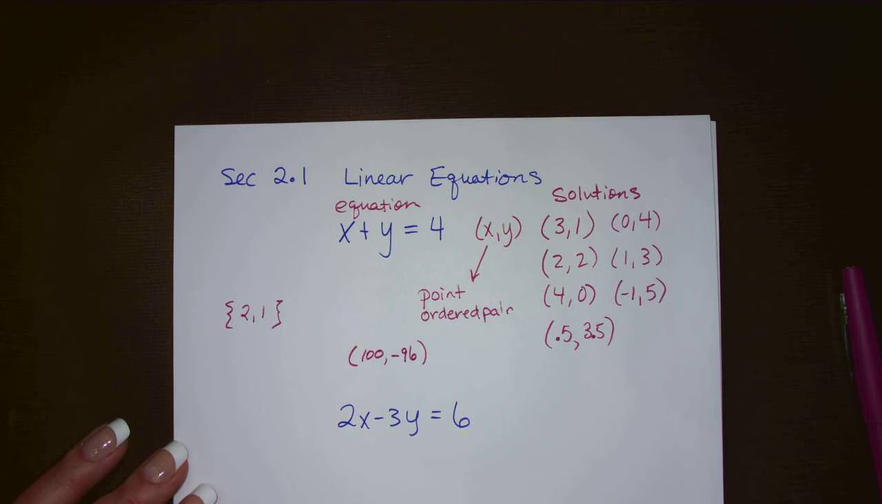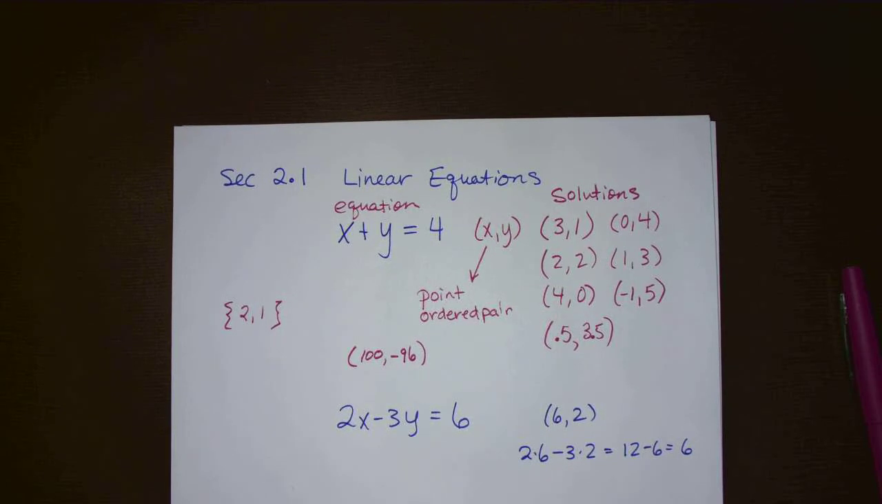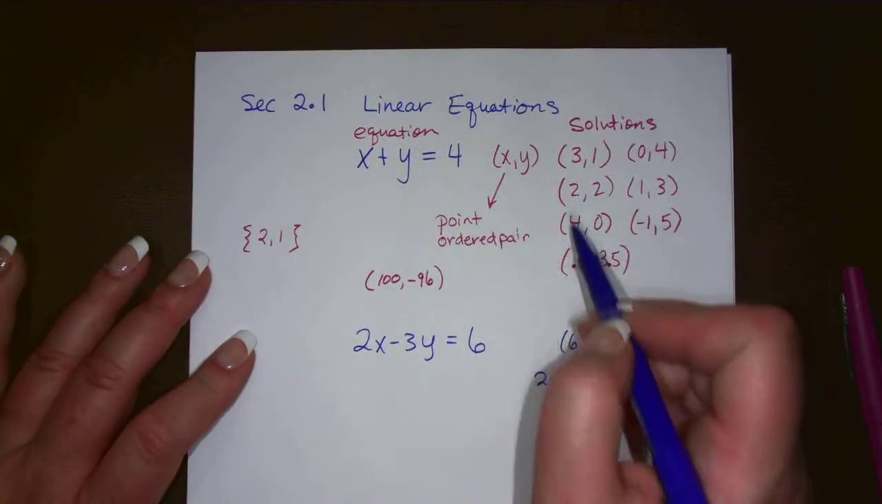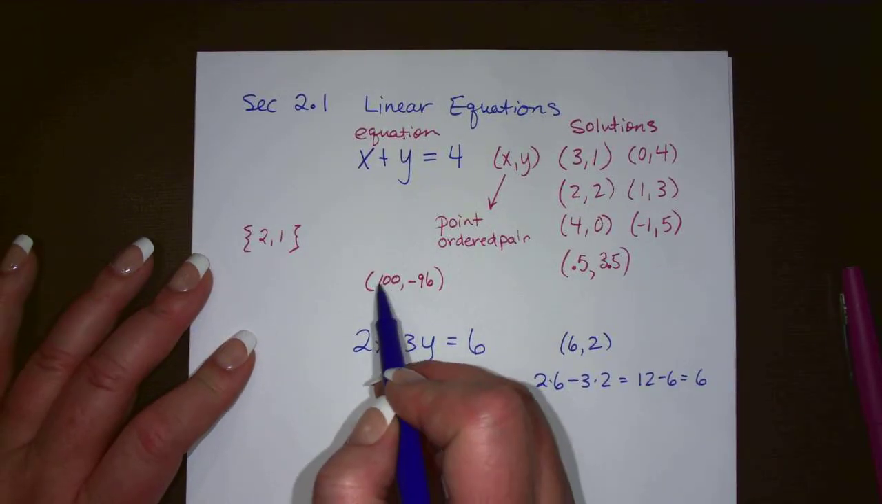6 and 2, let's try it. So 2 times 6 minus 3 times 2 is 12 minus 6 is 6. So we got one. Good. There's lots, and they're still infinite, but they're not as easy to find. So how do we find the solutions for an equation that we can't just look at and tell the points that work? We could make a table of values. Just like with these, I said you can pick any x value you want and then find the coordinating y value. You could do the same thing here.